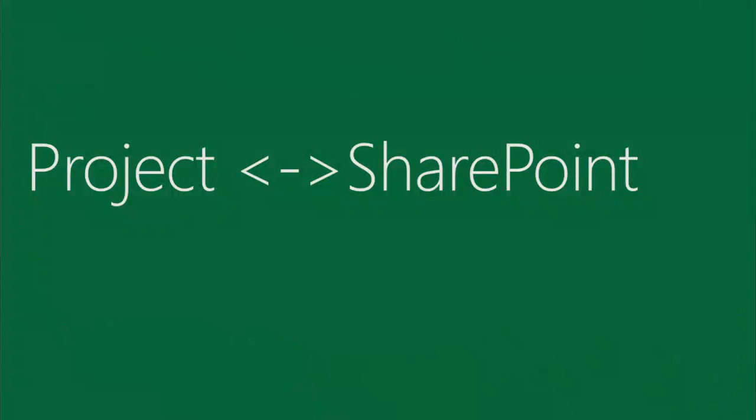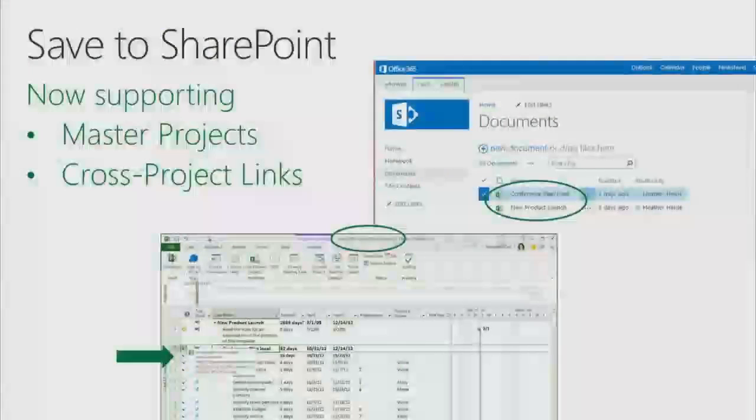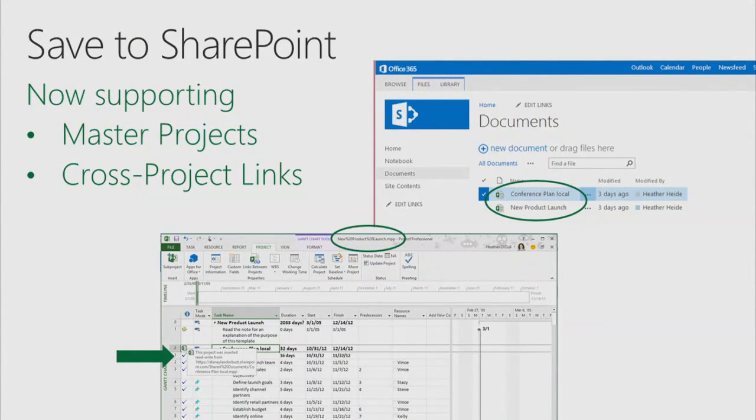So now, Project working with SharePoint. There are a couple of ways you can work with the Project client with SharePoint. The first one is you can just save your project files up to SharePoint. This experience is better integrated with your SharePoint places showing up. Additionally, we've updated it to support master projects and cross-project links. Previously, if you had a master project or cross-project links, you couldn't save the project files to SharePoint. You'd have to put them locally on a network share, something like that. You can now save those up on SharePoint.